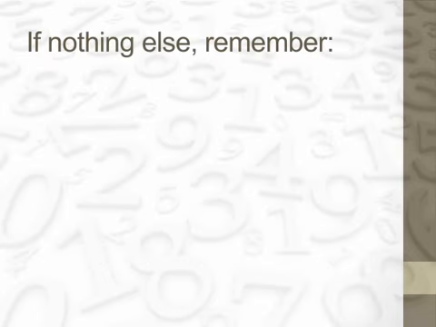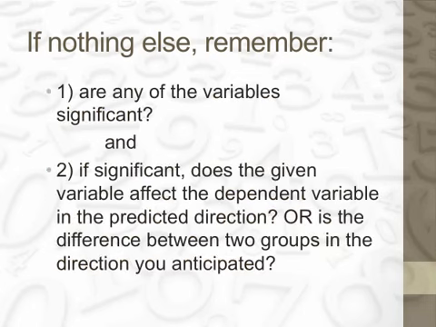So the stars get at the idea of statistical significance, right? And if nothing else, as you're reading journal articles, what I want you to remember is, first of all, are any of the variables significant? So going through and seeing if you see any stars. And then also, this is a little bit more complicated, but I'll help you go through this in class with some more examples. If you do see significant relationships, does the given variable affect the dependent variable in the predicted direction, or is the difference between the two groups in the direction you anticipated?